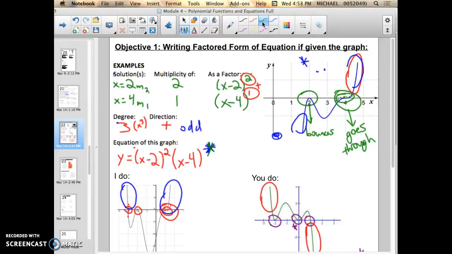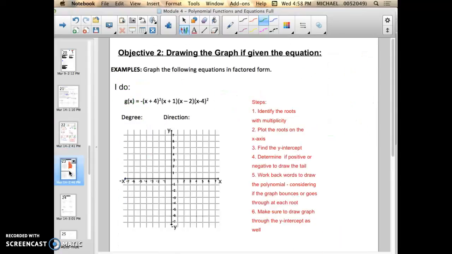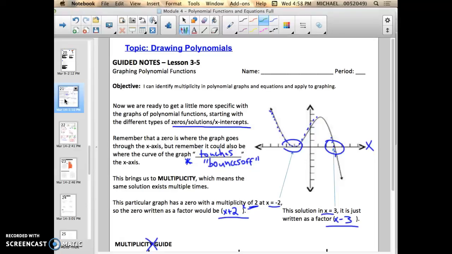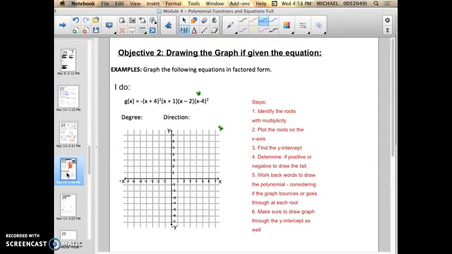So technically, now we're going to be working backwards to draw on our own xy axis if given the factored form of a polynomial right here. So it's a little bit more in depth and maybe a little bit more difficult, but once you practice it and if you follow it step by step, it should be pretty straightforward. And this is the final objective of this topic of drawing polynomials. So this is technically the new learning as well. You haven't seen this yet.